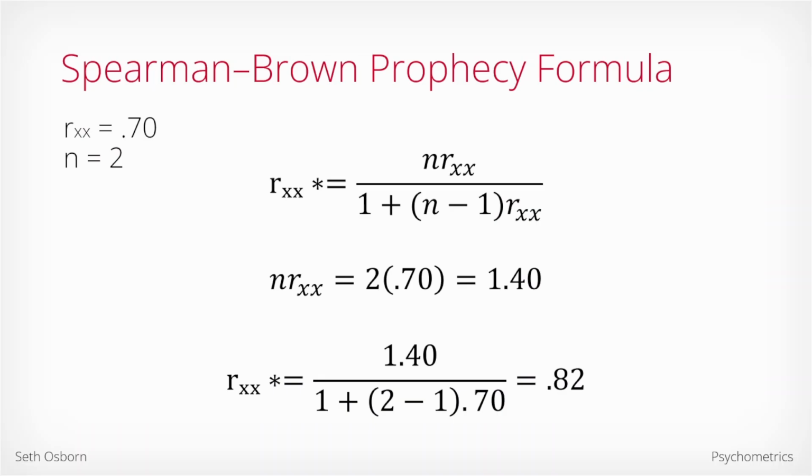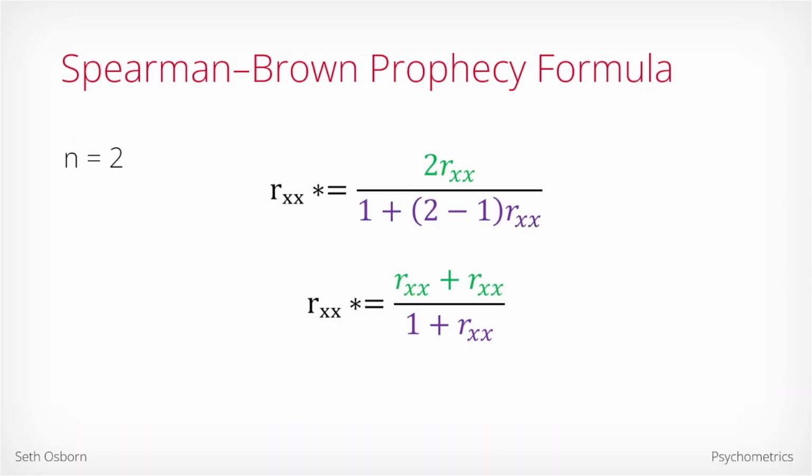To explain how it does that, let's rearrange the formula a little. Multiplication is just repeated addition, so 2 times the reliability is the same thing as the reliability plus itself, right? Also notice what happens whenever we simplify this denominator. It comes out to 1 plus the reliability. Do you see what is happening here?